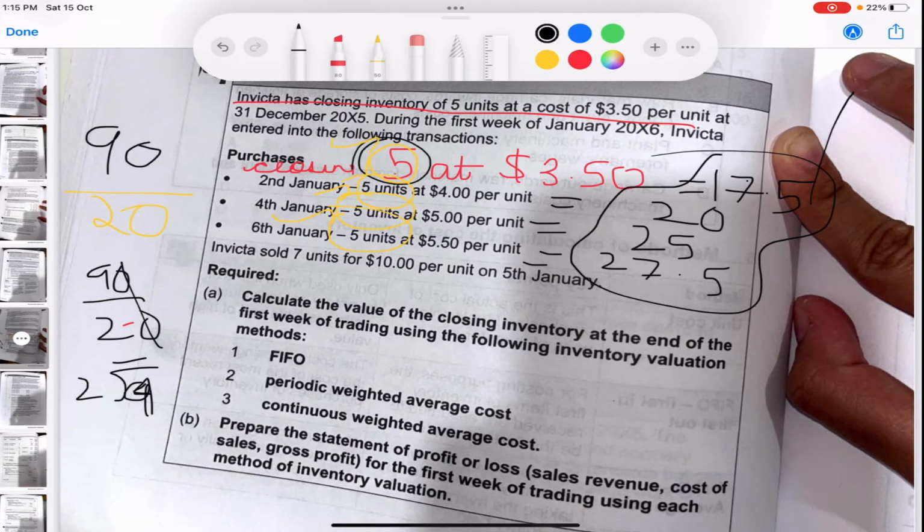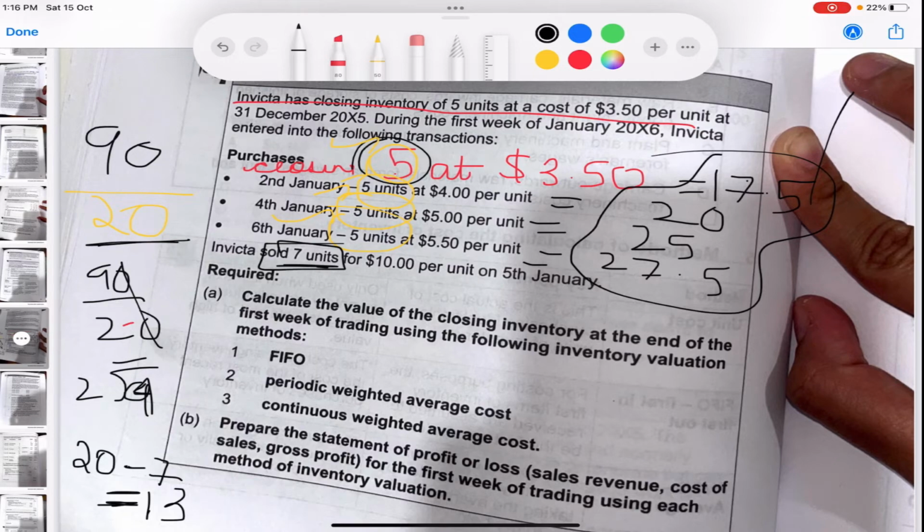Yeah, so our total number of units were what? 20. 20 were the total number of units. If you have sold 7, then how much closing inventory is actually left? 20 total number of units minus 7. So how much are we left with? We are left with just 13 units.